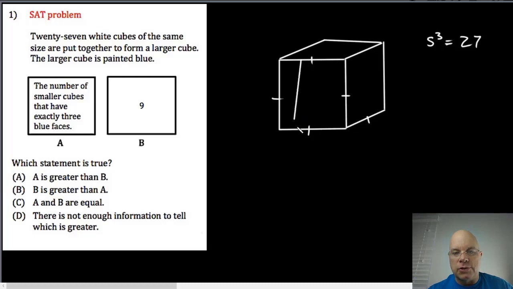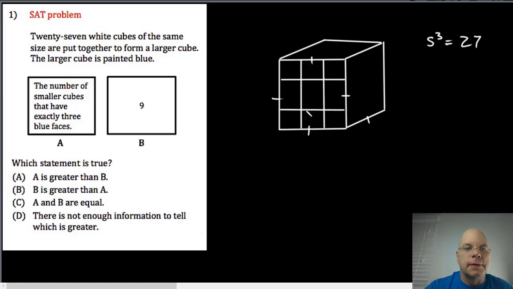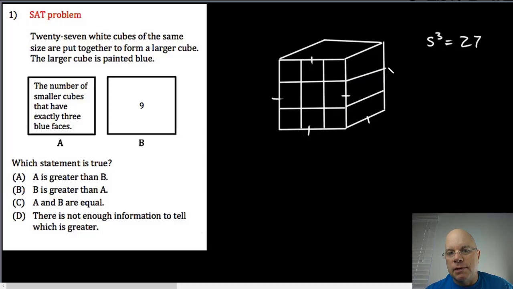So if you were to visualize the individual cubes that made up this larger cube, it would look like this. If I drew it better, and these would go back this way. It's basically just understanding that it's a 3 by 3 by 3 cube. Of course, we'd have it on the top too.